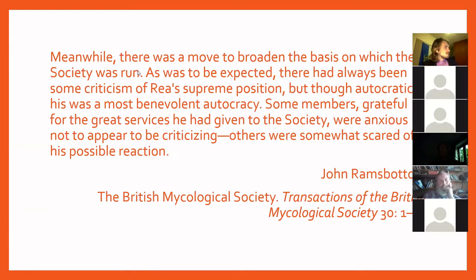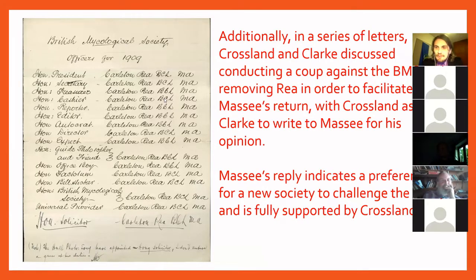And it gets a little bit better. Here we are. This is one of my favorite letters that I've ever found. I'm going to read the text and I'm going to return to that letter. But there's a series of letters that happens between Frostons and Clark once Massey and the BMS separates, and they talk about shucking Carlton Rea to facilitate Massey's return. And Froston asks Clark to write to Massey for his opinion. Now, Massey's reply is lost. A lot of these letters are missing. But we do know that the reply is, yes, let's do it. Let's form a new society to challenge the BMS.